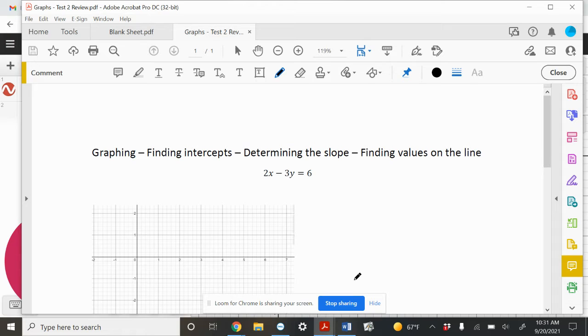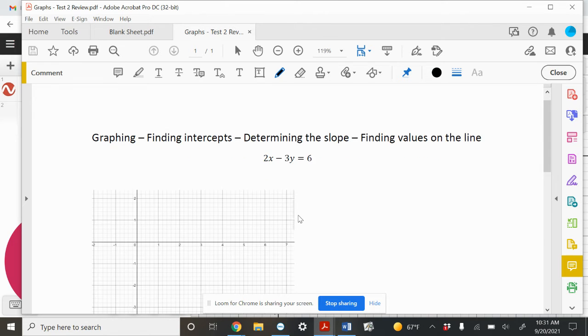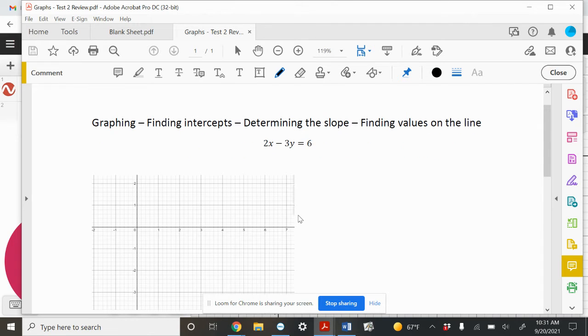Okay, so for the next part of the test, you need to make sure that you understand how to graph, how to find intercepts, how to determine the slope, and how to find values on the line or points on the line. So they could be in a different order when we're starting to look at all of these things here. So number one, we're going to take a look at this equation.